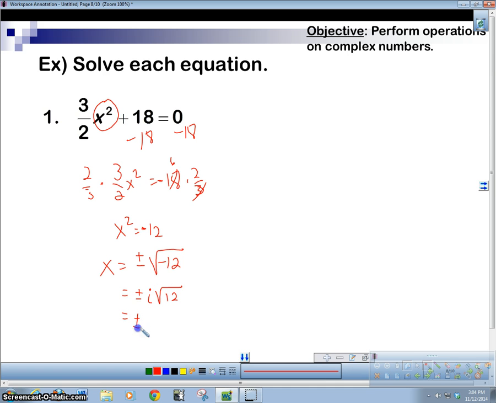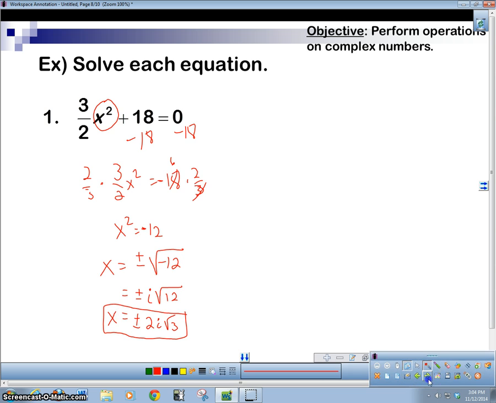And then we're going to simplify square root 12 to 4 and 3, which is 2 root 3. So I'm going to have 2i root 3. Okay, this is my answer. I'm going to put a little x here. Okay, a little x there. And that's my answer, guys. x equals plus or minus 2i root 3.